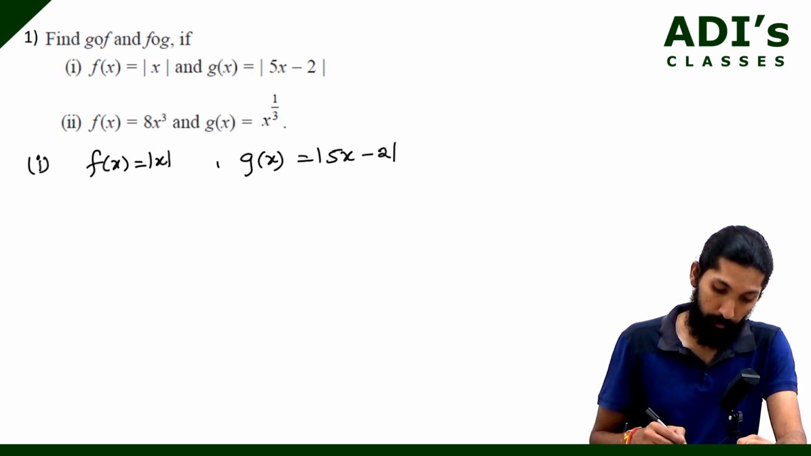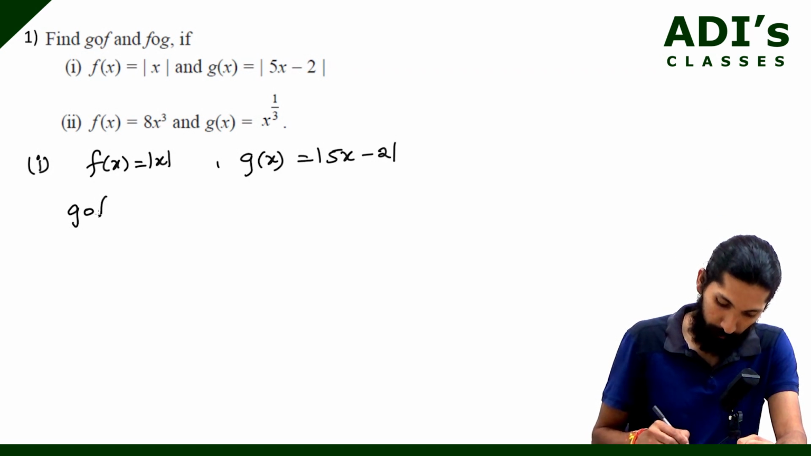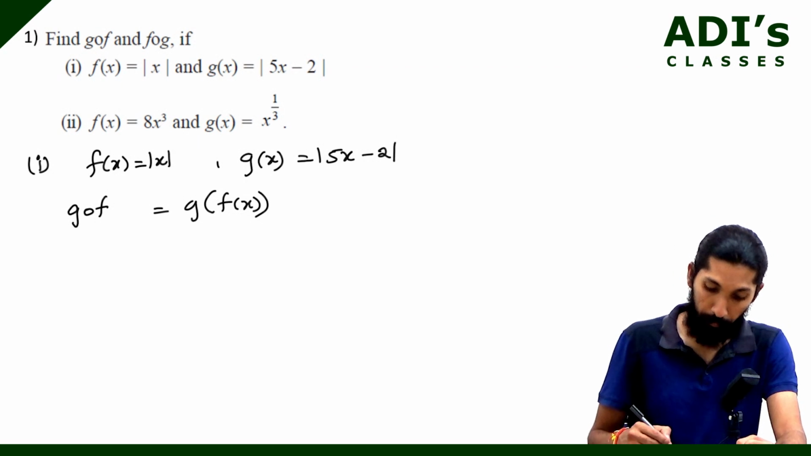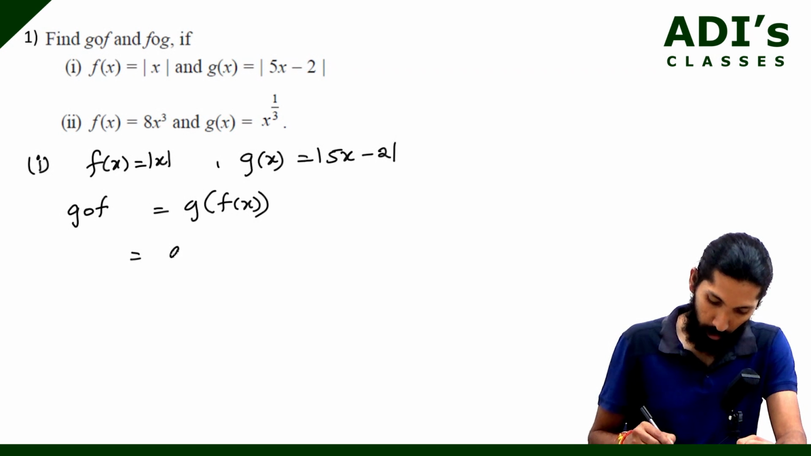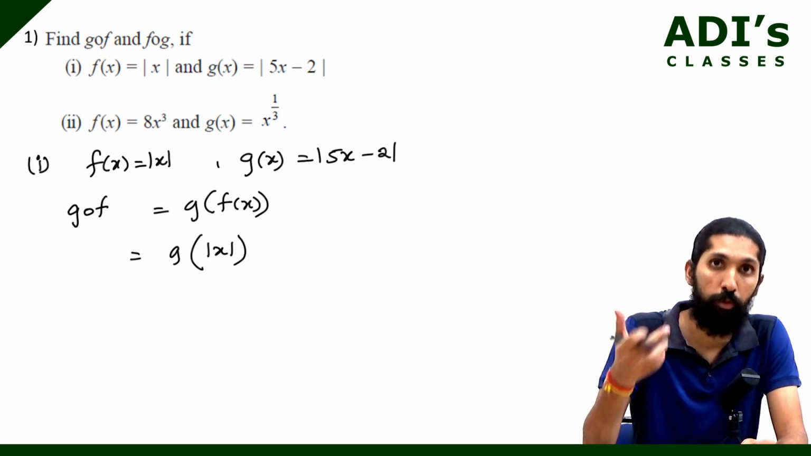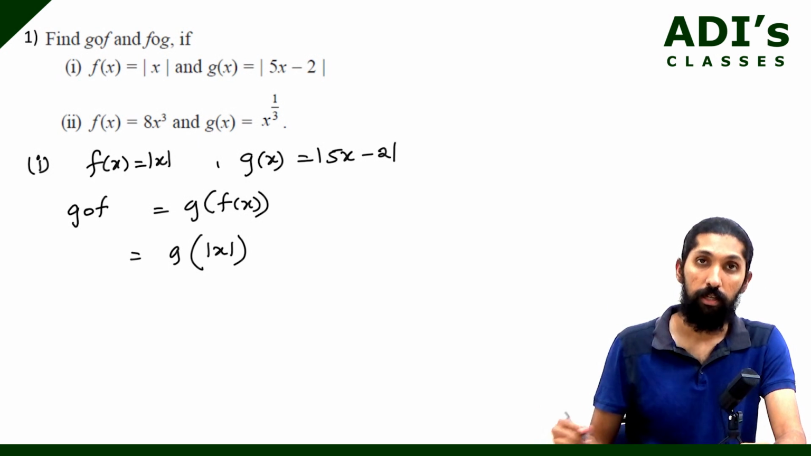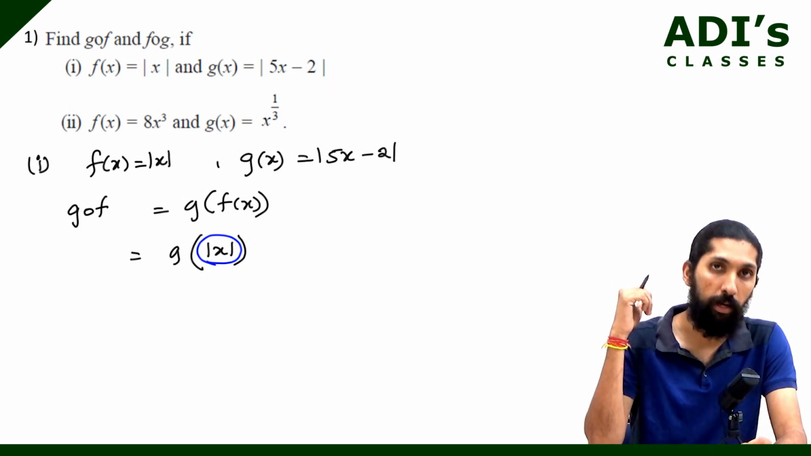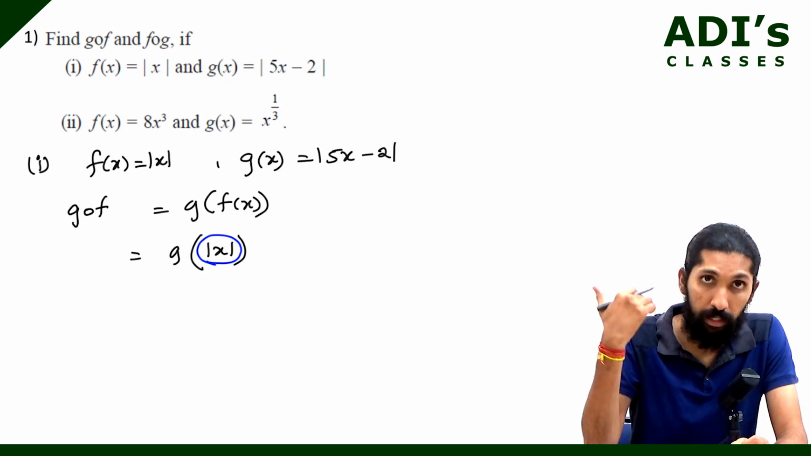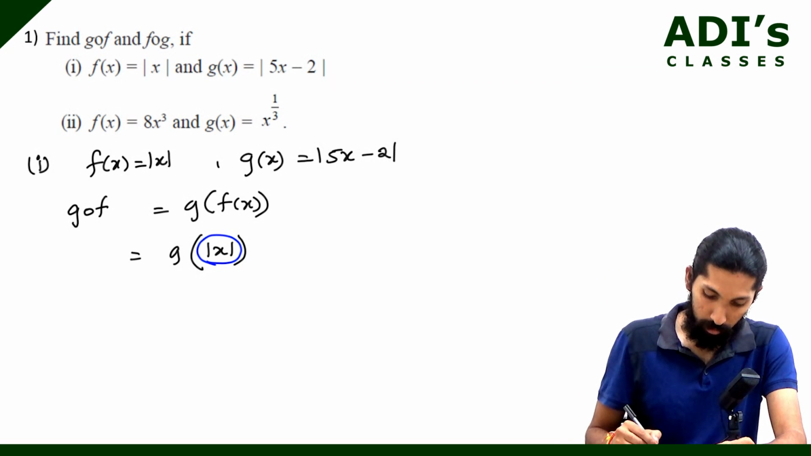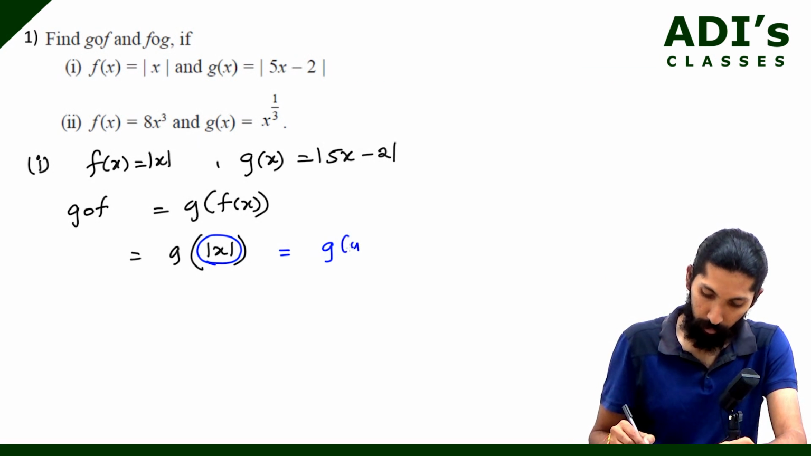Right? Now, first thing what we have is GOF, which is g of f of x, isn't it? So what do we have here? First, g of f of x is nothing but g of mod of x, correct? See, if you are going to get confused as to how to approach these kind of problems, what I would suggest is substitute this mod of x as another variable y. No matter what the function is, substitute it as y. Okay, and it's going to make things a lot easier. That's all. So this I will write as g of y.